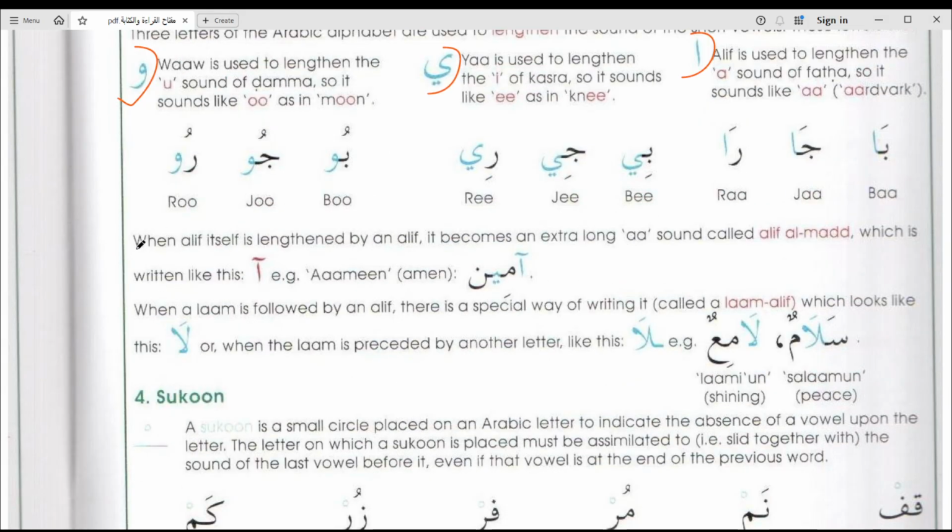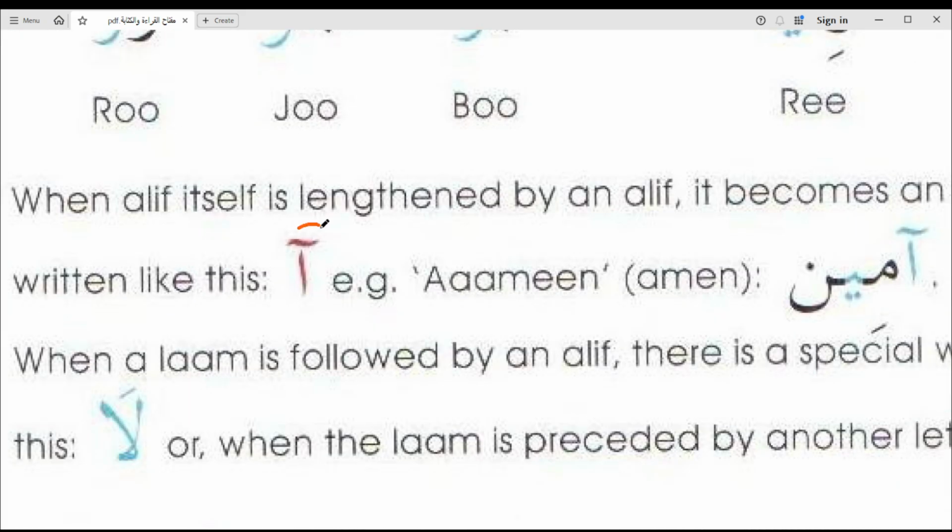When alif itself is lengthened by an alif, it becomes an extra long A sound called Alif al-Mad, which is written like this. We have a special symbol for it.